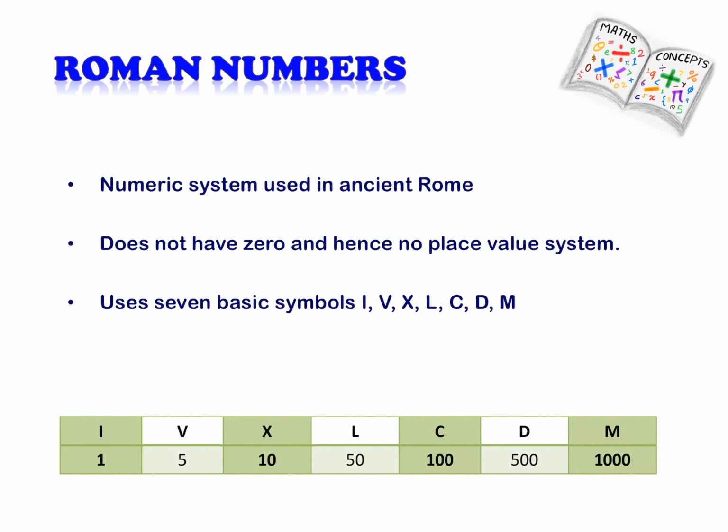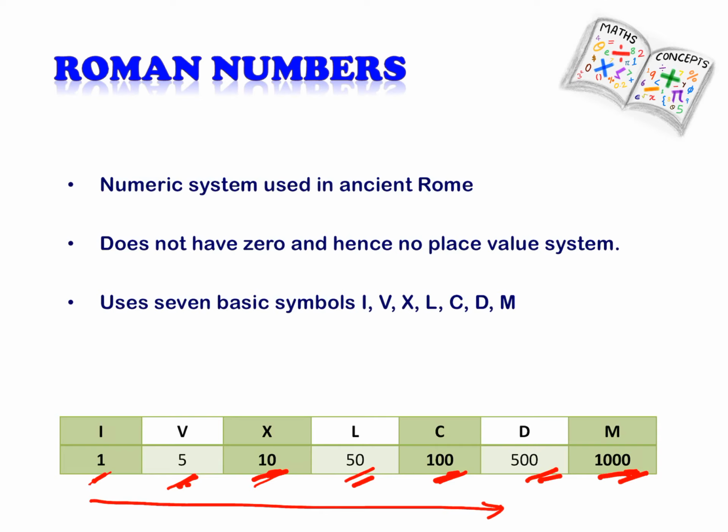Roman numbers use 7 basic symbols, that is I, V, X, L, C, D and M, and the corresponding values for each of them are: I stands for 1, V for 5, X for 10, L for 50, C for 100, D for 500 and M for 1000. It is pretty simple to remember these values as they are in ascending order, plus alternate values start with 1 and the second set of values start with 5, and you go on increasing, adding a 0 to each of the alternate values.